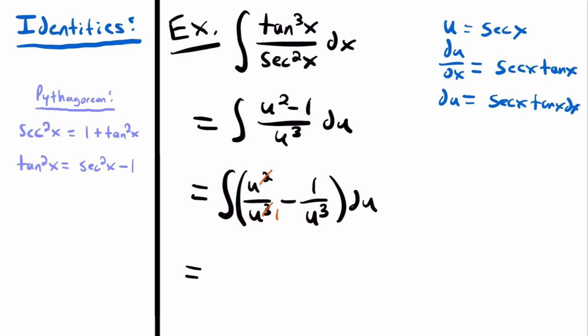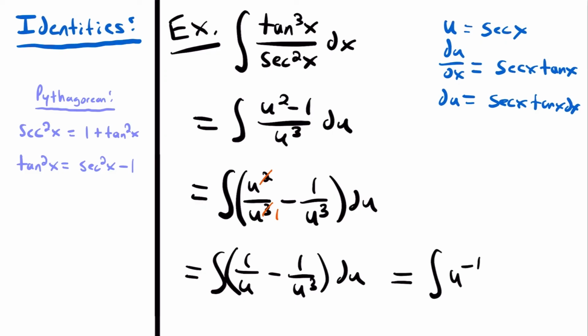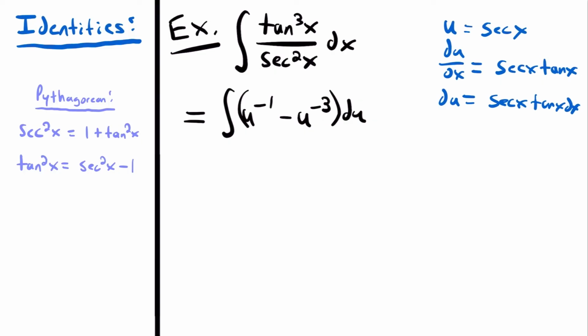And so this is equal to the integral of 1 divided by u minus 1 divided by u cubed times du. And that can be rewritten to be equal to the integral of u to the negative first power minus u to the negative third power times du. And now we have two terms that we can integrate pretty easily to find the solution to this integral. And so I'll clean up my work, and we can integrate each of these terms.